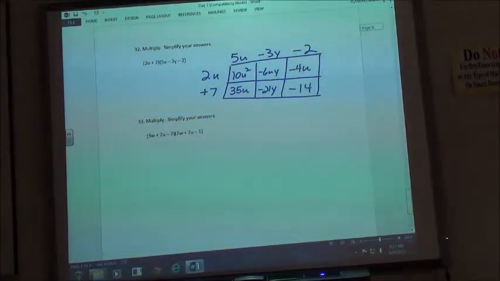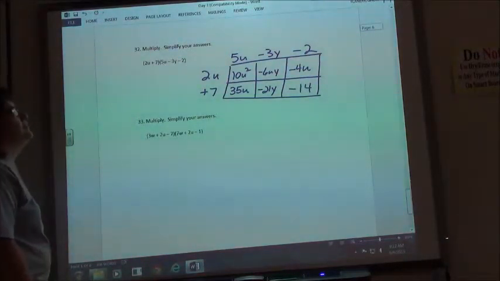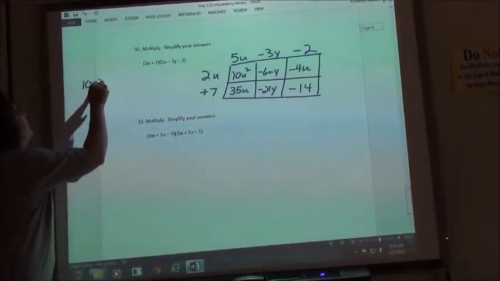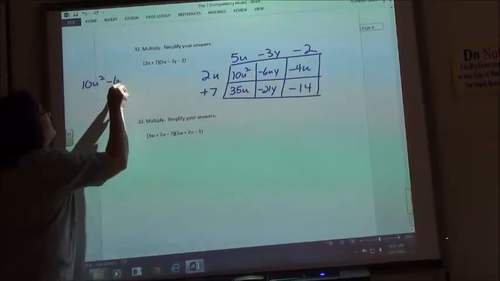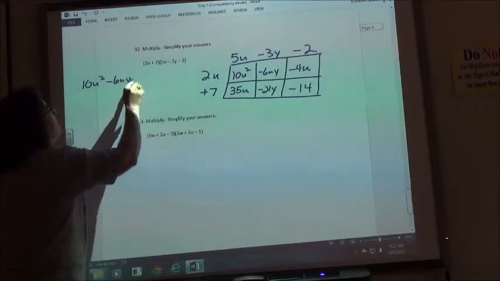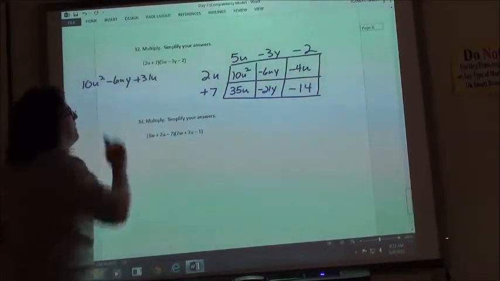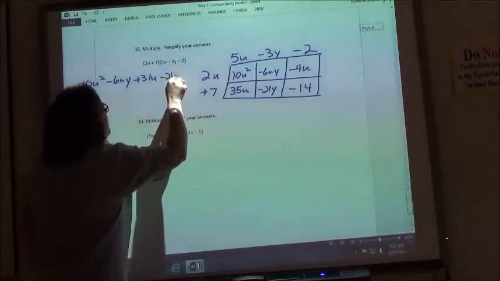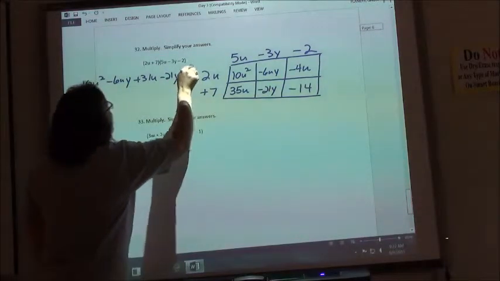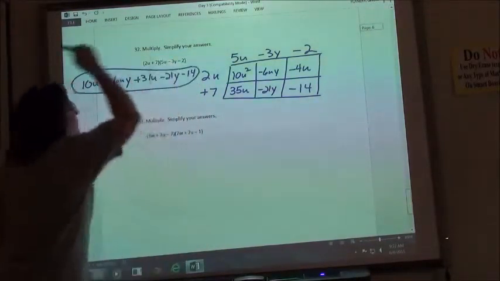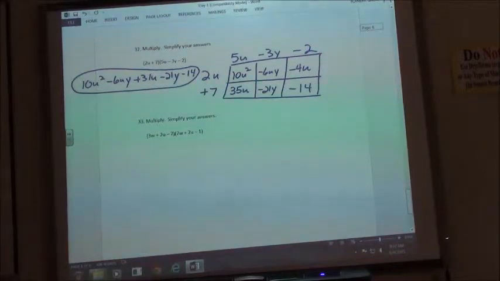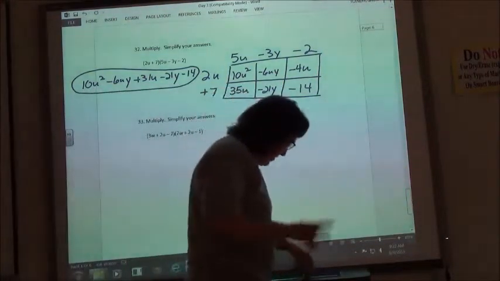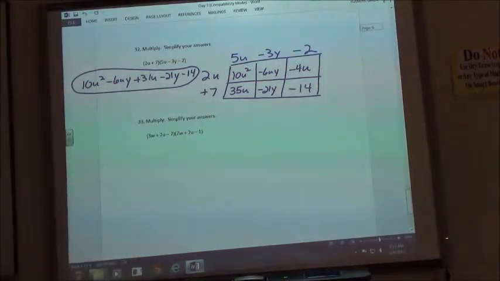So my answer would be what? 10u squared minus 60y plus 31u minus 21y plus smoosh that in there. And there's my answer. So just one way of keeping yourself organized, especially as they get longer, if you have to do a 3 by 3 one or something like that. Not that you have to do it, but if you want to, go ahead.